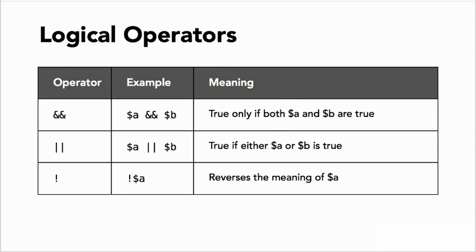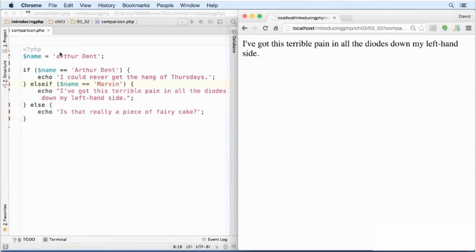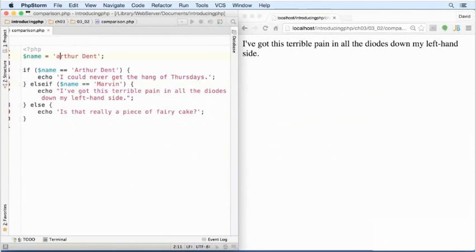The last logical operator, the exclamation mark, is used with a single variable or expression. Placing it immediately in front of a variable reverses its Boolean value. So if A is true, preceding it with an exclamation mark converts it to false, and vice versa. So let's get back to the code. We'll start off by correcting the spelling of Arthur Dent's name. That needs to be an uppercase A.